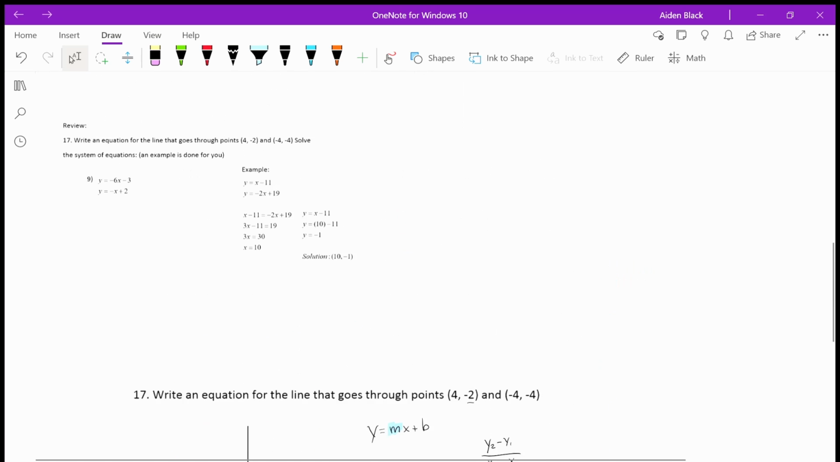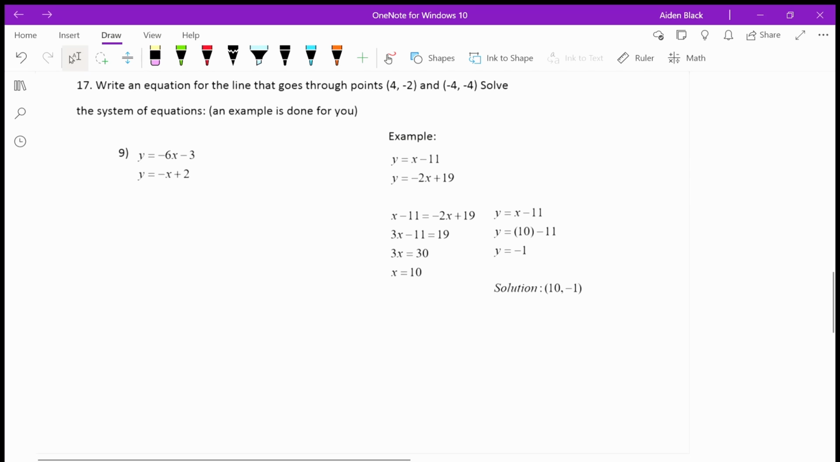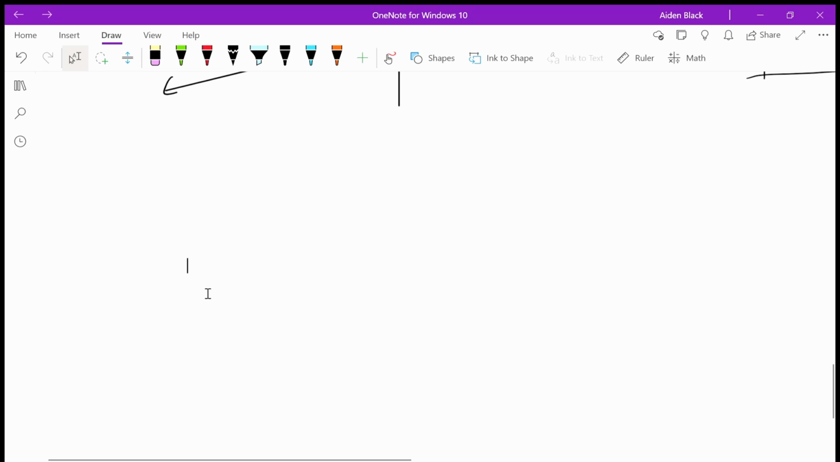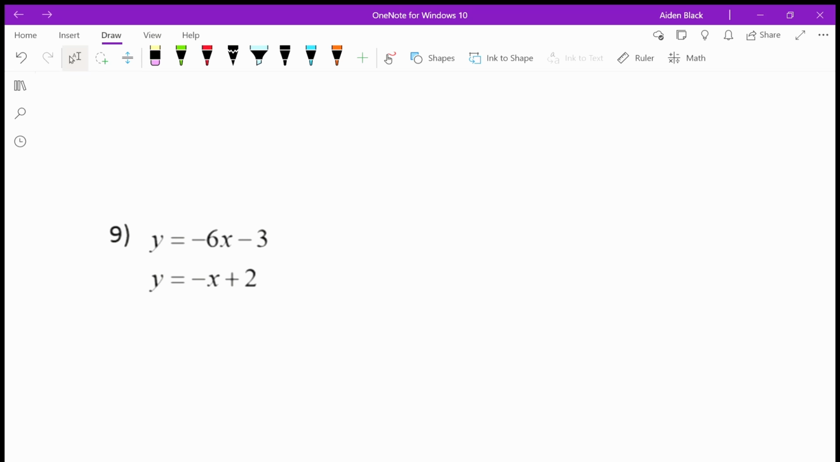Cool. Now the second problem. Solve the system of equations. So I'll post this down here. There's an example there for you if you want to use that. Okay, so we can use substitution or elimination, but substitution's in the example used, so we'll just use substitution. So if y is equal to -6x minus 3, and we have an equation here where we have a y, all we have to do is take this and plug it in here.